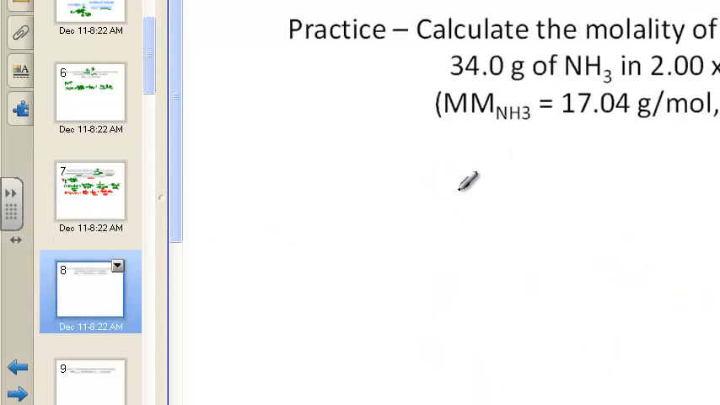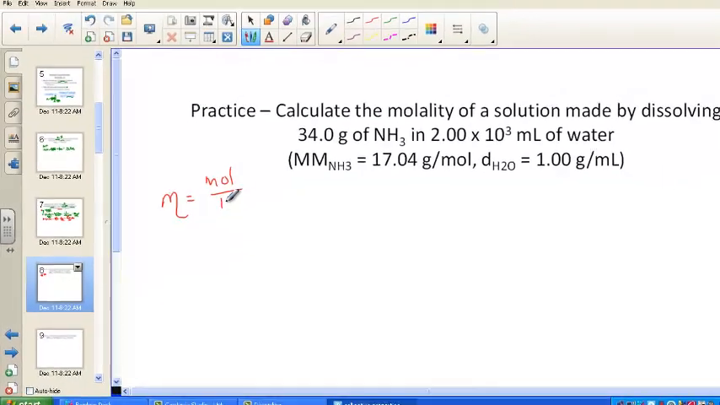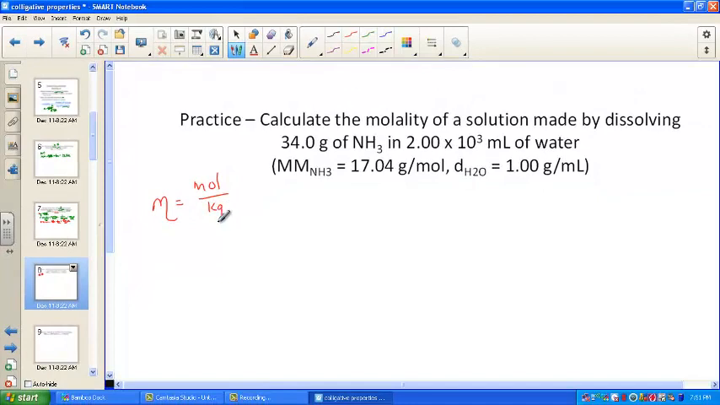Let's try another one. We're being asked to calculate the molality of a solution by dissolving 34 grams of ammonia into 2 times 10 to the third mils of water. Well, again, just to keep practicing the definition, molality, moles of solute per kilogram of solvent. Water is the solvent, always is, but they gave me a volume reading. No worries, because they've also given me the density of water, which is nice.